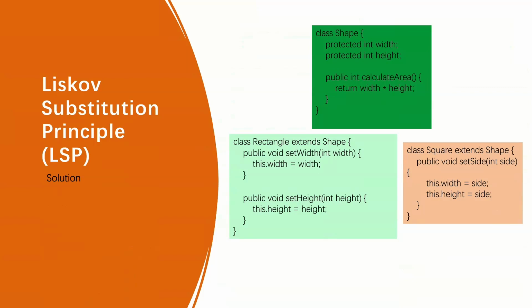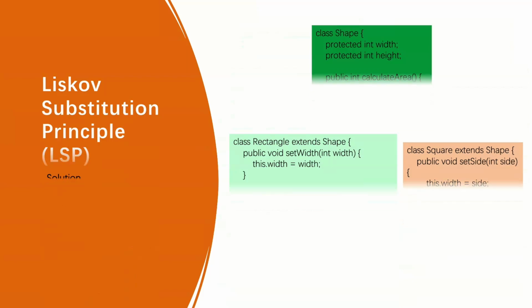Violating Liskov substitution principle can lead to unexpected behavior and errors in the code, especially when relying on polymorphism. Adhering to Liskov substitution principle ensures that the codebase remains robust, maintainable, and predictable.